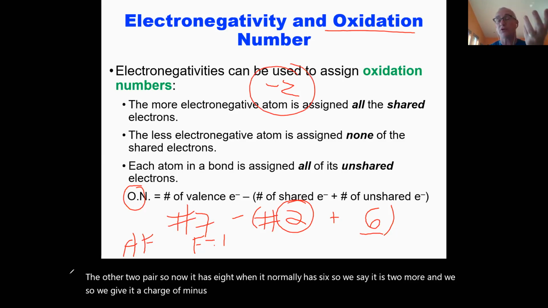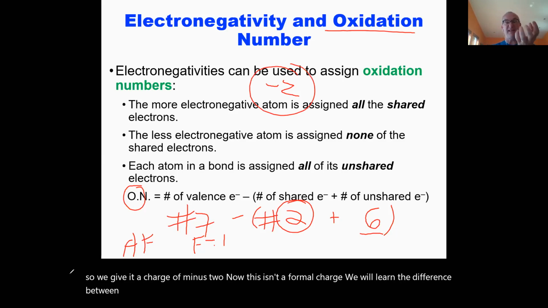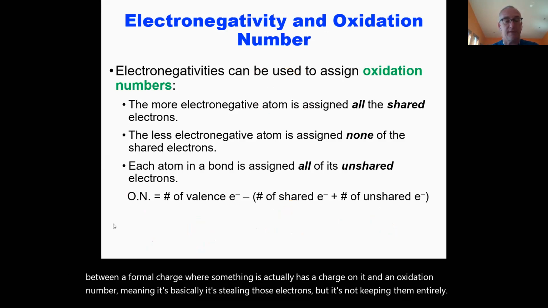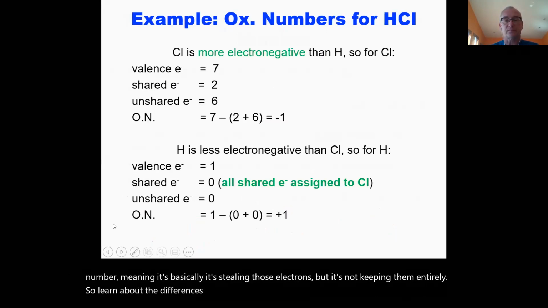So we say it has 2 more, and we give it a charge of -2. Now this isn't a formal charge. We will learn the difference between a formal charge, where something actually has a charge on it, and an oxidation number, meaning it's stealing those electrons, but it's not keeping them entirely. So we'll learn about the differences in a minute.